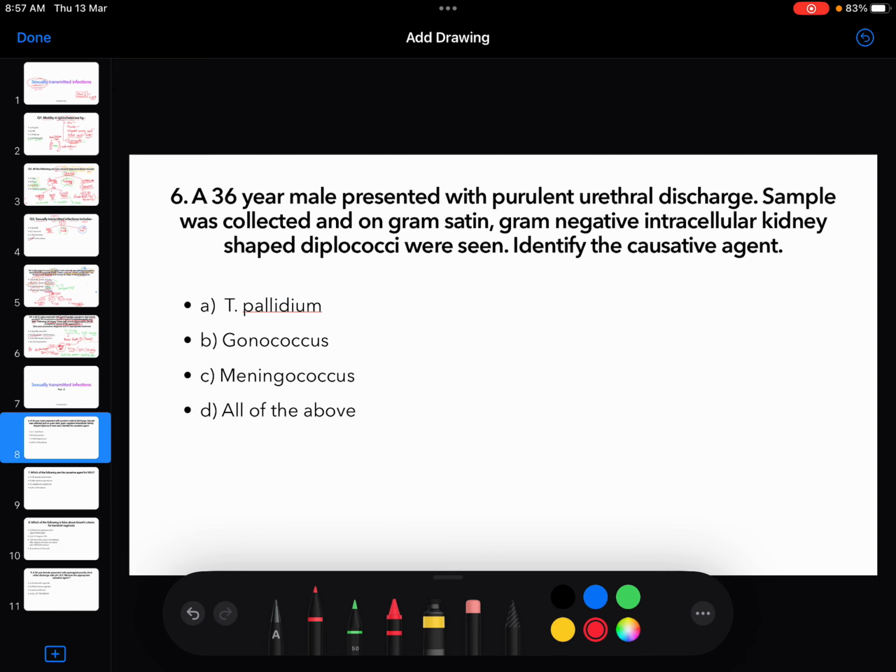A 36-year-old male presented with purulent urethral discharge, and the sample was collected for Gram stain. Gram-negative intracellular diplococci, which are kidney-shaped, are seen. Identify the causative agent. Here the topic is purulent urethral discharge. The patient has a symptom of purulent urethral discharge, which means the patient has urethritis.